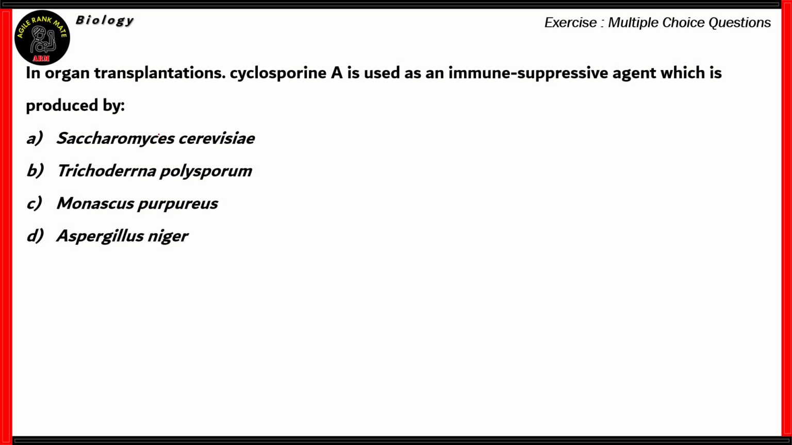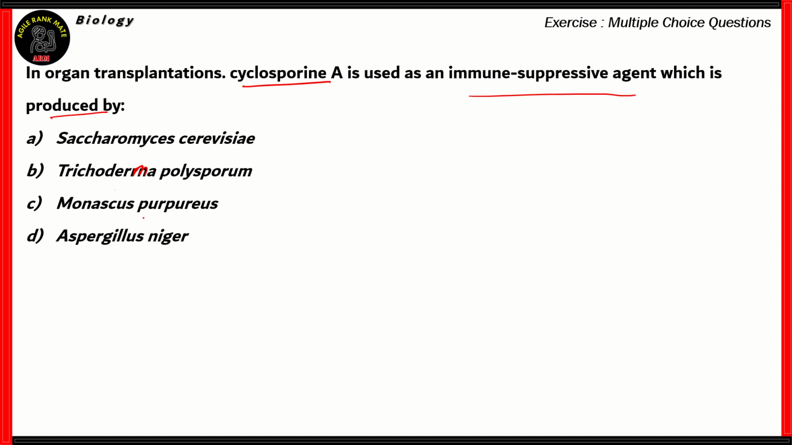Now let's look at this question. In organ transplantations, cyclosporin A is used as an immune suppressive agent. We need to find out which organism produces it. Is it Saccharomyces cerevisiae, Trichoderma polysporum, Monascus purpureus, or is it Aspergillus niger?